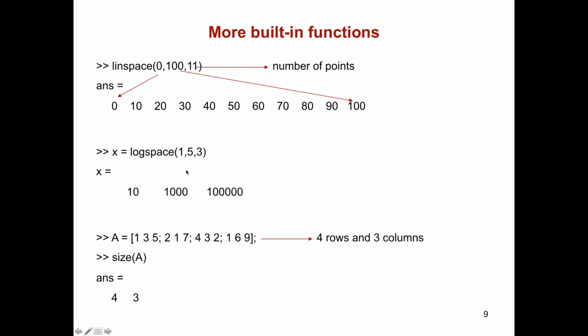If you want those to be equally spaced in terms of logarithms of the numbers, between 1 and 5, give me 3 points that are equally spaced. Log 10 is 1. Log of 100,000 is 5. So these are equally spaced in log space. That could be useful too, if that's how your problem grows exponentially. And again, figuring out the size, we already did that. So give these linspace and logspace a try.